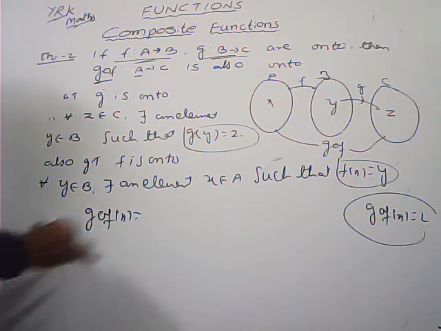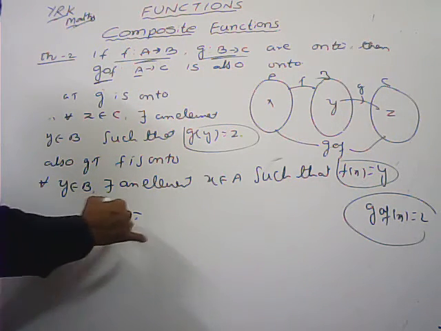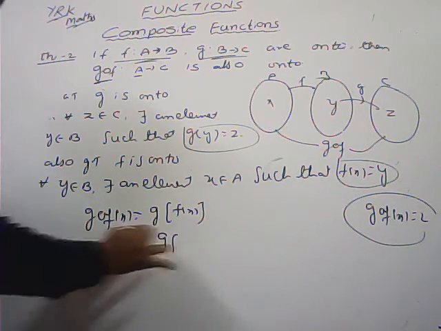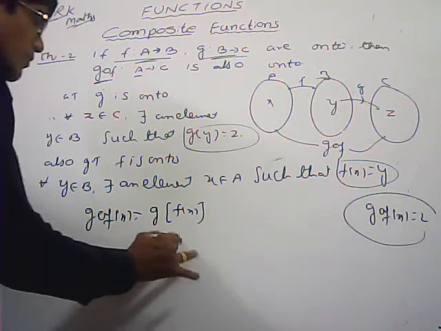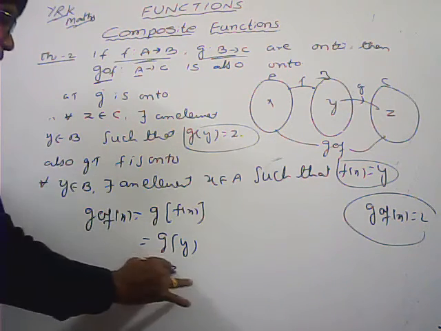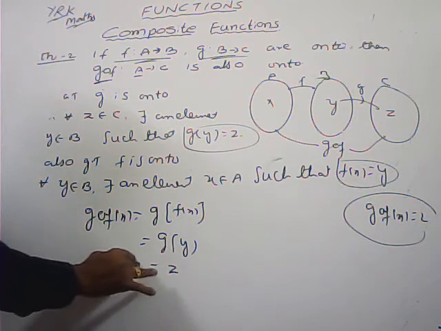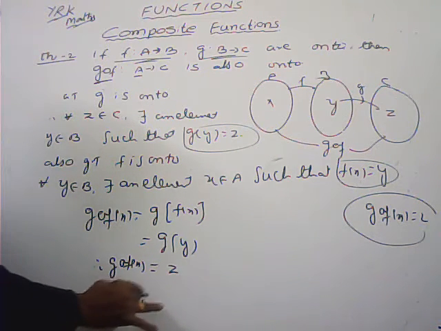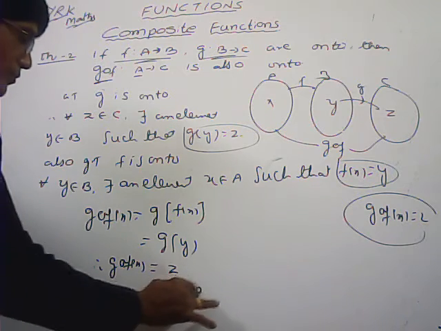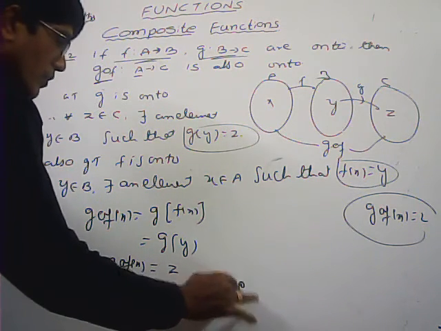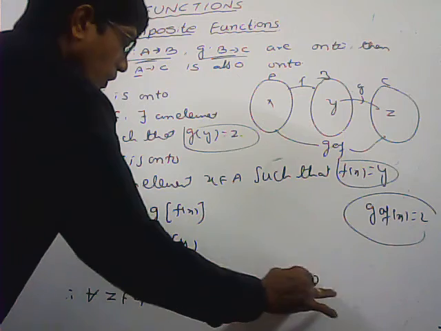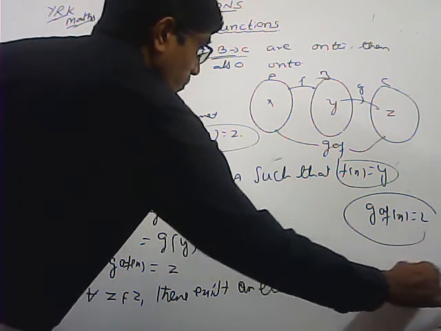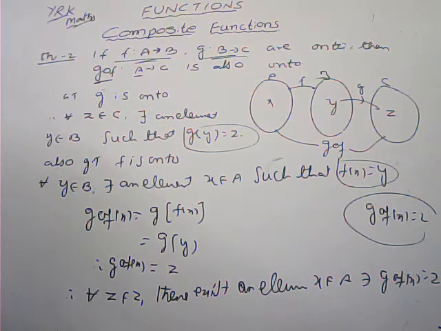Now I have taken this one. How do they define the composite function? G of F of x is equal to G of, here we got F of x equals y, and G of y is equal to Z. Therefore, G circle F of x equals Z, we got. Therefore, for every Z belongs to C, there exists an element x belongs to A such that G circle F of x equals Z. Therefore, G circle F is onto.